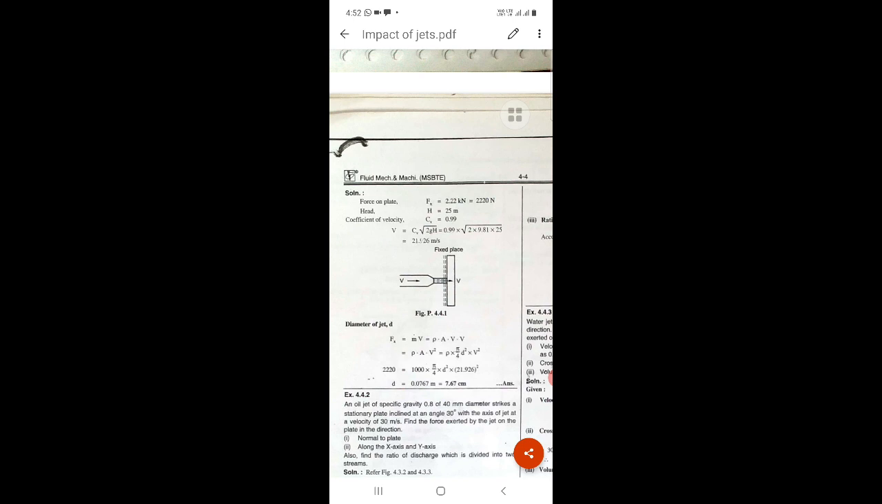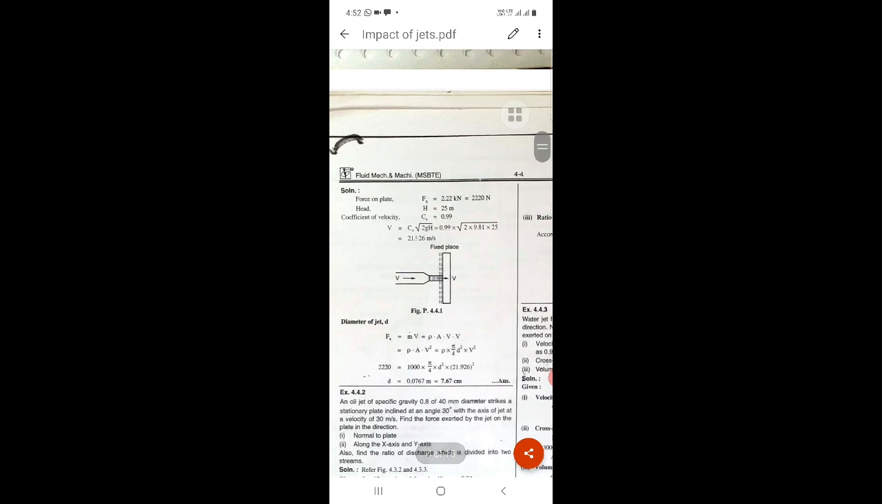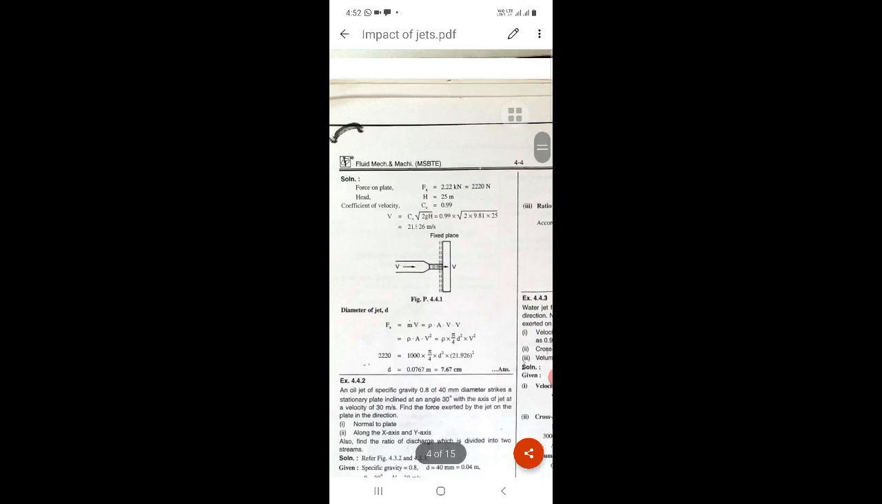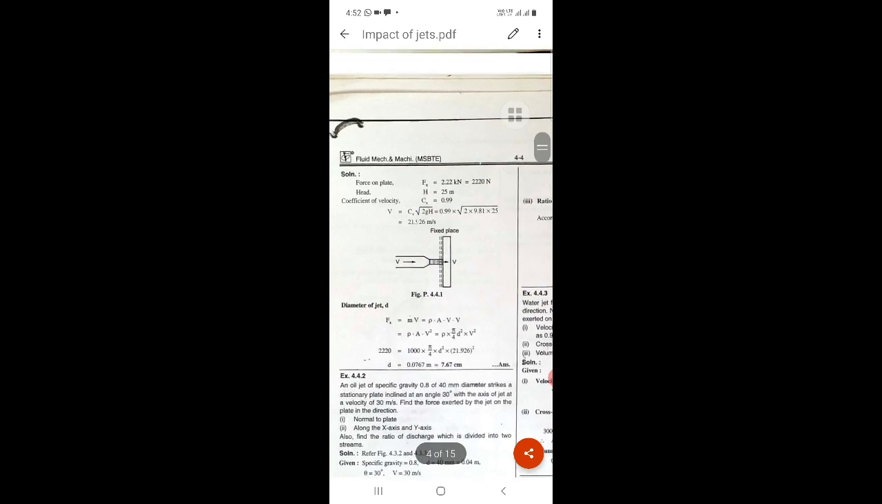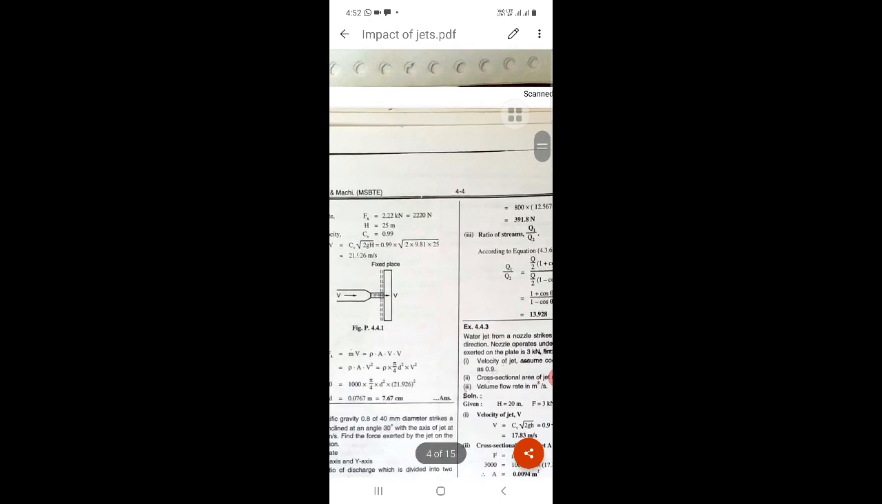With the help of that, V = 0.99 into root of 2 into 9.81 into 25, which gives 21.92 as the velocity. Then force is equal to ρAv². With the help of that, calculate A. A is equal to π/4 d², and with the help of that formula, we can conclude that the diameter is 7.67.